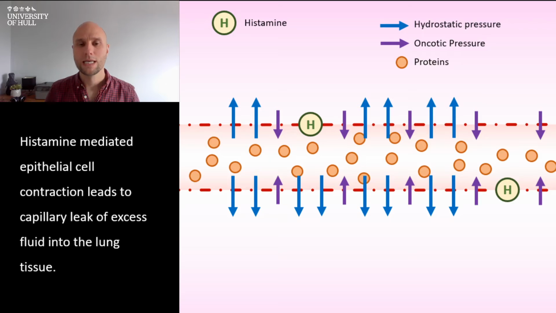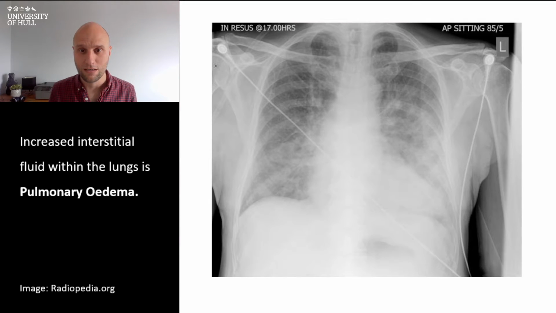Now, in the presence of histamine, which again forces those epithelial cells to contract, the spaces between them get larger, and in doing so the blood vessel, the capillary, becomes very permeable and starts leaking out an excess of fluid into the lung tissue. And anybody who's familiar with looking at chest x-rays and has seen one that suggests pulmonary edema, which is when the fluid leaks into the tissues of the lung itself, this will be a familiar sight.